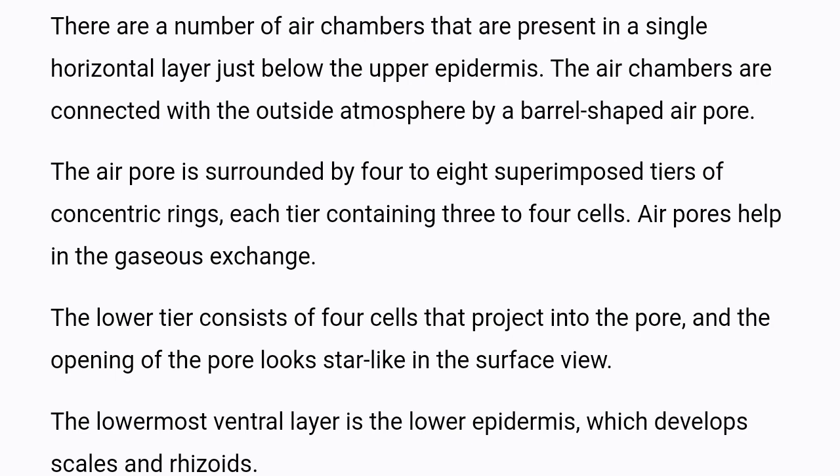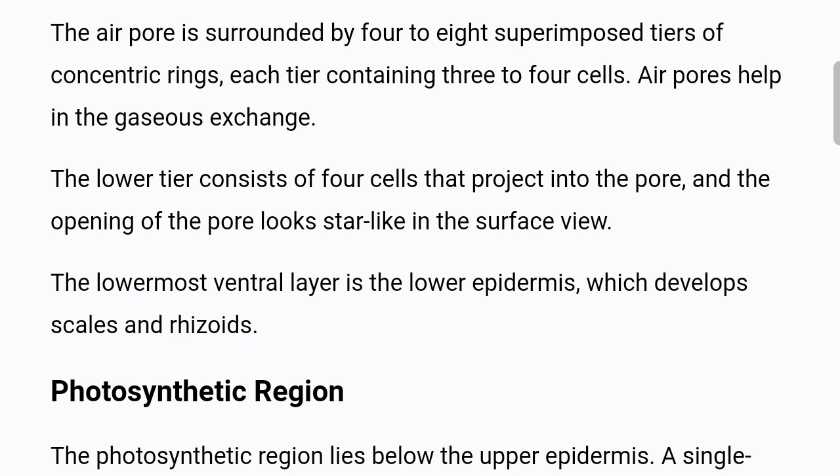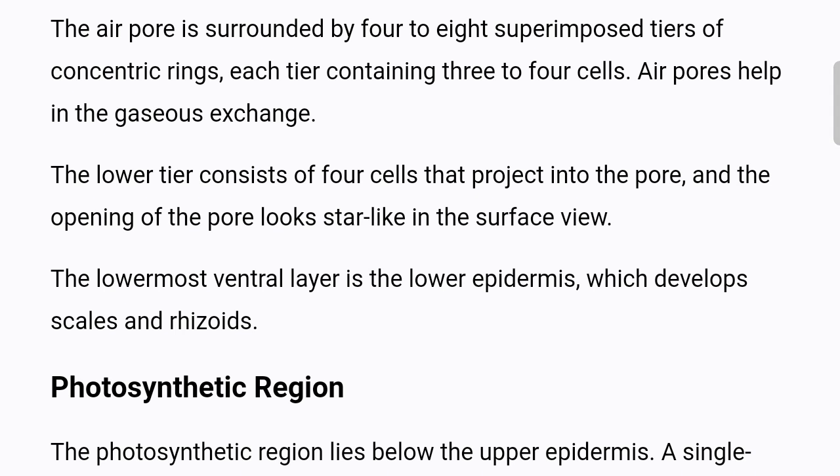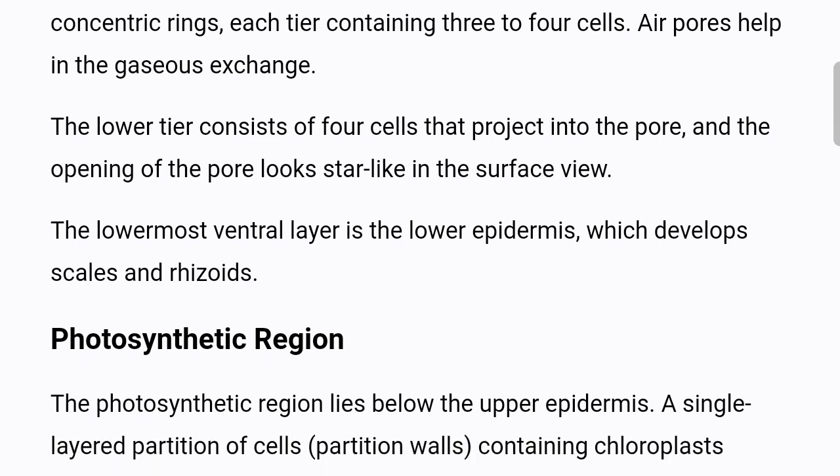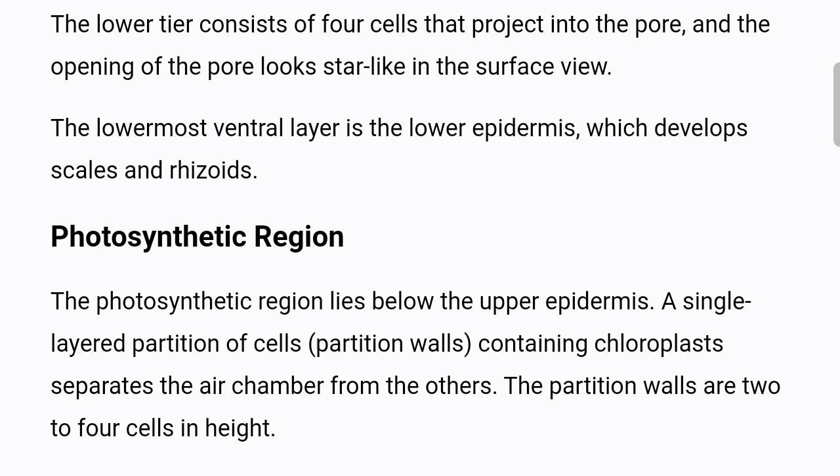The air pore is surrounded by 4 to 8 superimposed tiers of concentric rings, each tier containing 3 to 4 cells. Air pores help in gaseous exchange. The lower tier consists of 4 cells that project into the pore, and the opening of the pore looks star-like in the surface view. The lowermost ventral layer is the lower epidermis, which develops scales and rhizoids.